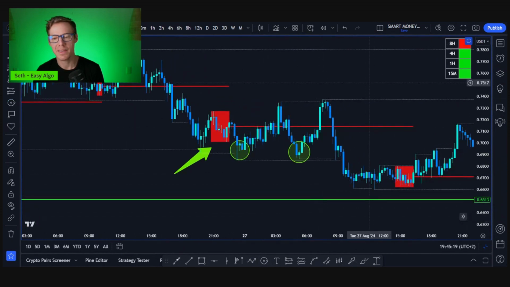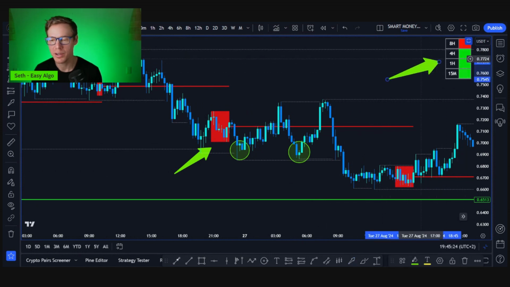And remember, I'm checking the dashboard as well. Dashboard's looking good. Green, green, green, green, green. So we're looking for longs. It's just another excellent tool.